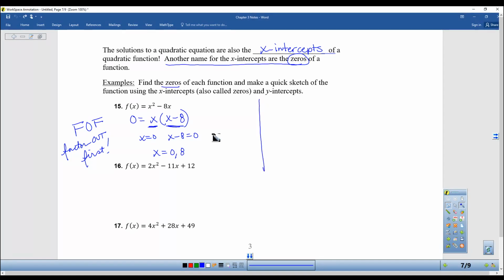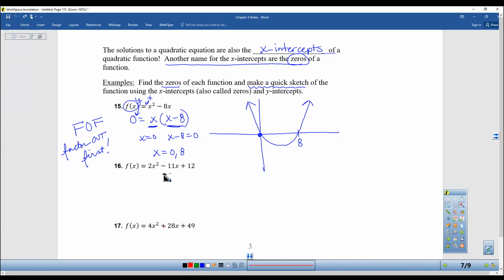So how does that help me make a really quick sketch? I know that it has an x-intercept at 0, meaning this is y, right? So y is going to be 0 if x is 0. Y is going to be 0 if x is 8. And I know it's an upward parabola because this is positive. So I know it looks something like this. I did not find the vertex. It just wants a quick sketch using the x-intercepts and the y-intercept, but we already had that.